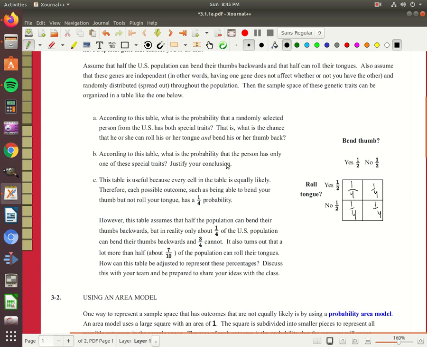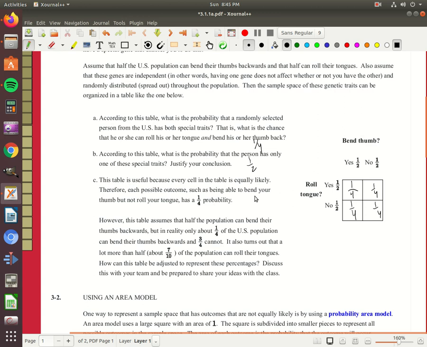So it says, what's the probability that a person has only one of these special traits? Well, this person has one of the special traits of rolling tongue, but not the other. This person has one of the special traits, bending thumb, but not rolling tongue. So a quarter plus a quarter would be a half. So we said this one was a quarter. There's a 1 in 4 chance of being able to do both, but there's a 1 in 2 chance of having one or the other. It's more inclusive, so the odds of that happening are better.